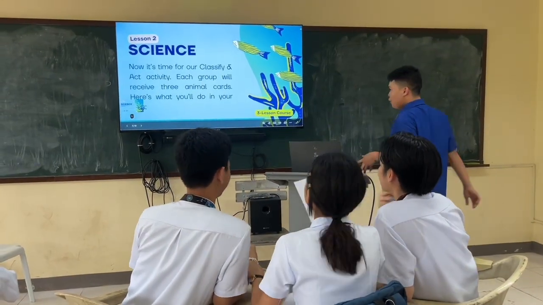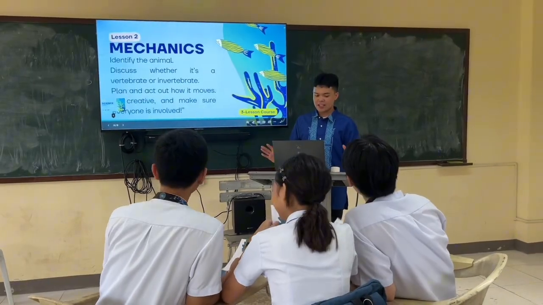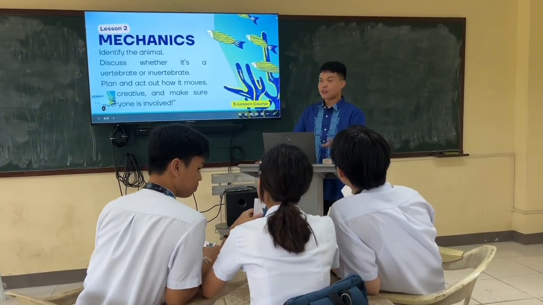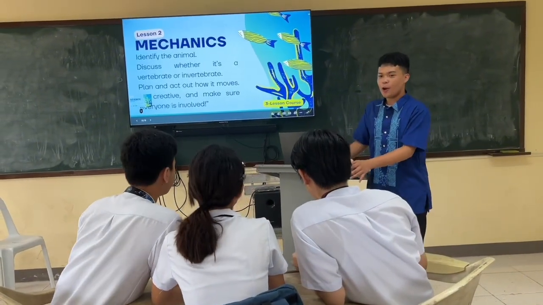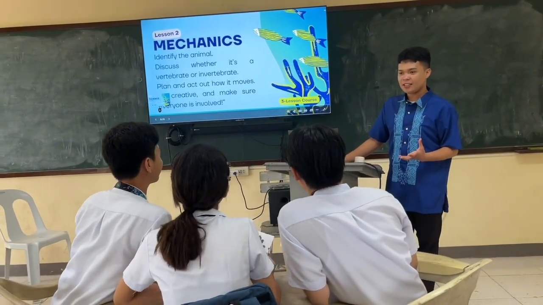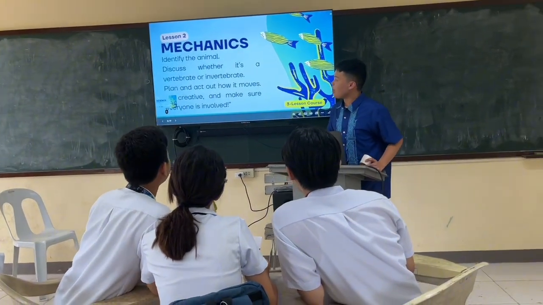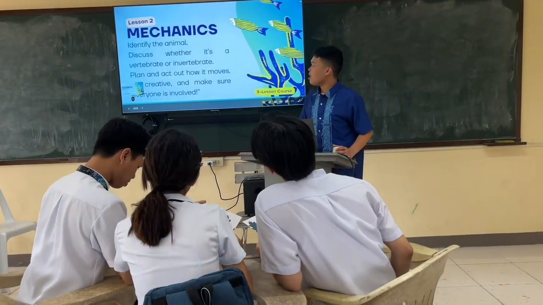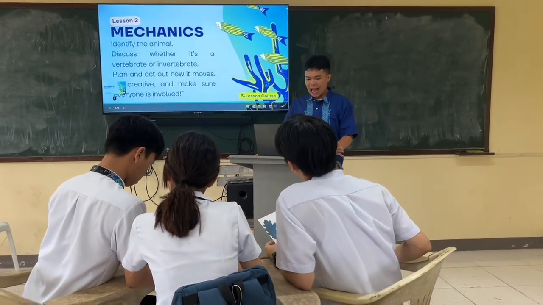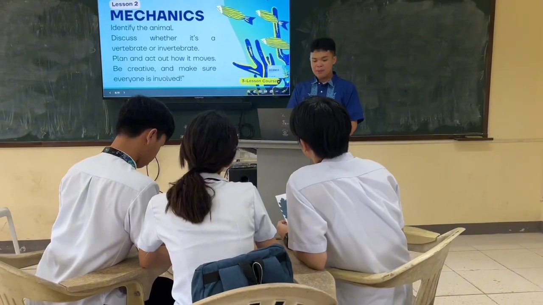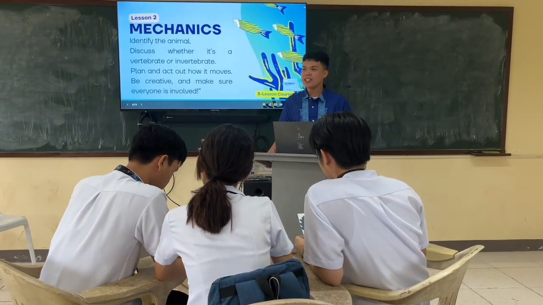Now that you have your animal card, here's the instruction. First, you need to identify the animal. What animal? Next, discuss whether it's a vertebrate or invertebrate. Third and last, plan and act out how it moves. Be creative and make sure everyone is involved. So you can start now.